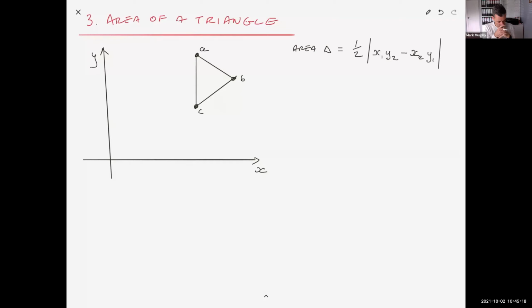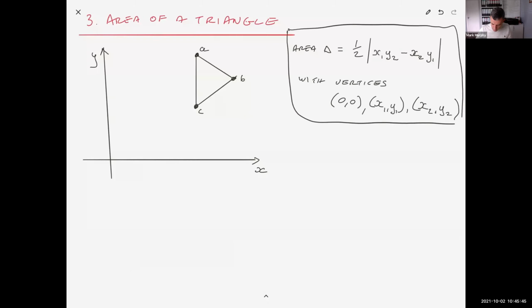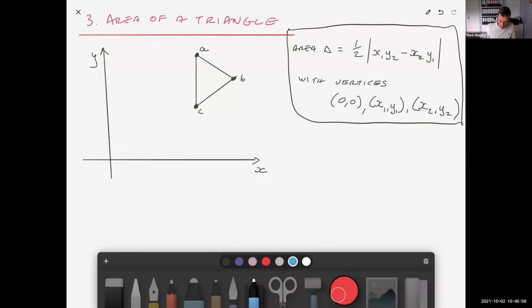So the trick with this, I'll write down the definition. The area of a triangle with vertices 0, 0, x1, y1, and x2, y2. That's the definition of the area of a triangle. The problem is generally one of our vertices isn't 0, 0. So what we must do is something called translation, okay? In other words, we have to translate this triangle and make one of the vertices 0, 0.